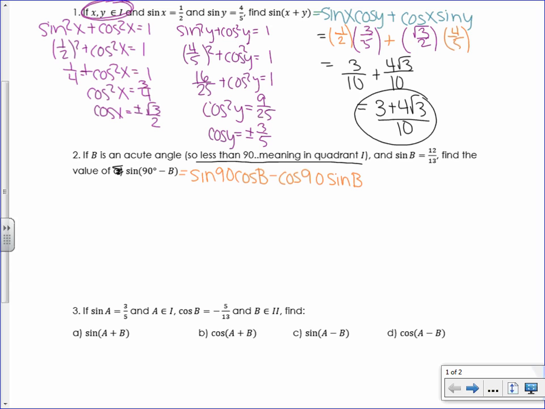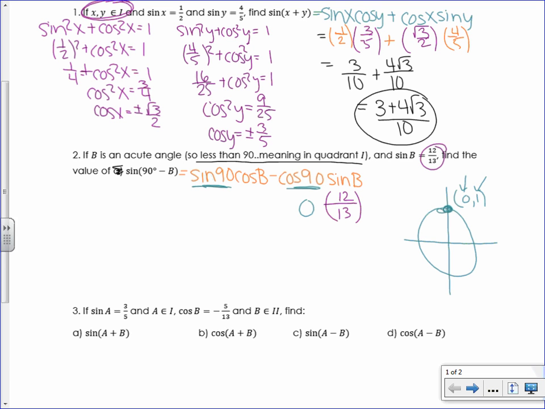All right, and actually when we plug in what we know, we can actually plug in a lot of stuff. They gave me that the sine of B was 12/13, so that's nice. But I also know what the cosine of 90 is. And I know what the sine of 90 is, right? 90 is a quadrantal, and if we look at the unit circle, here I'm at 90 degrees. This is the point 0, 1. So the cosine of 90, the x-coordinate is 0, and the y-coordinate, the sine of 90, is going to be 1. So for the cosine of 90, I can just plug in 0. And for the sine of 90, I can just plug in 1.